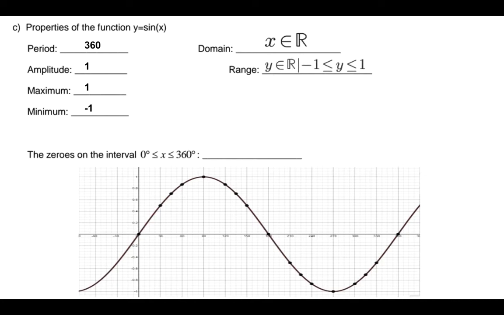And so when we do the transformations, it's helpful to know how that range is changing, just so that you stay inside the lines as well. And the zeros are when all the heights are 0. So at 0, 180, and 360.